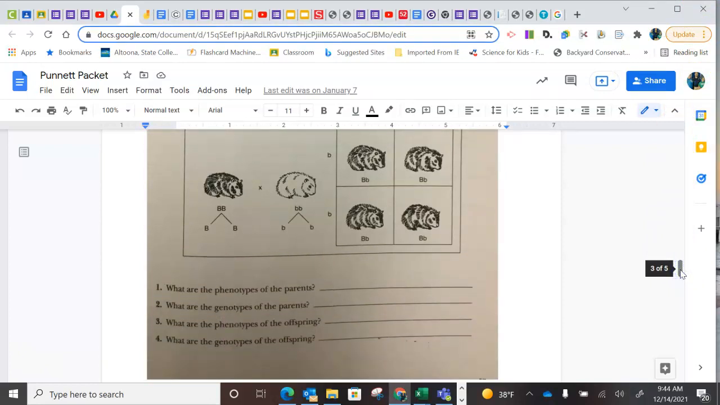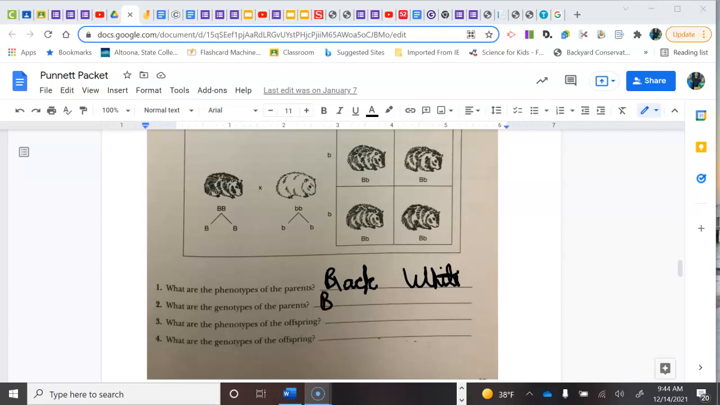So here we have guinea pigs. You have a black guinea pig and a white guinea pig. Capital B tells you that the black is dominant. So this is a homozygous dominant guinea pig crossed with a homozygous recessive guinea pig. And when you cross them, they all become capital B, little b, every single one of them. So here it asks, what are the phenotypes of the parents? So the phenotypes are what we see. So one is black, and the other one is white.